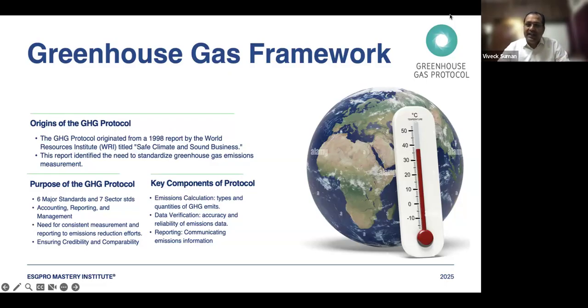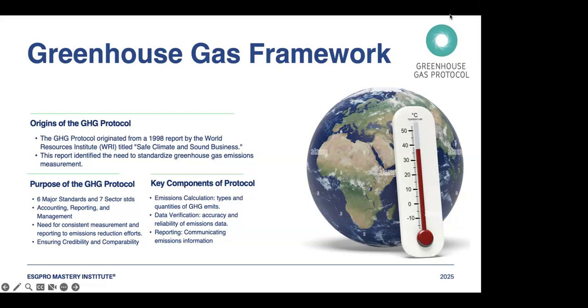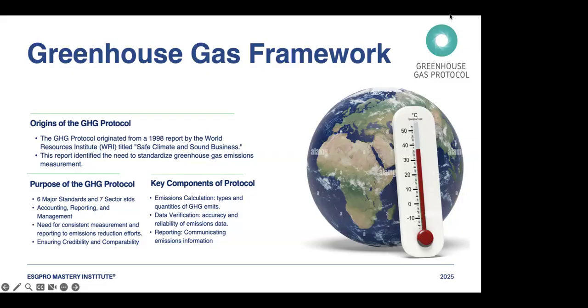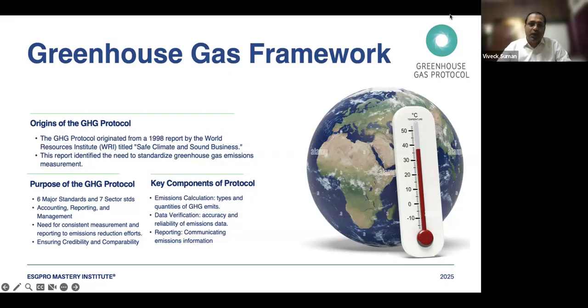Like we learned in GRI, you remember, Ravi, right? When we were doing the GRI, we started with the Brundtland Commission, which was originated by UNFCCC. They also published a report in 1987, and that report was Our Common Future, correct? That is how the book which got published here was Safe Climate and Sound Business.